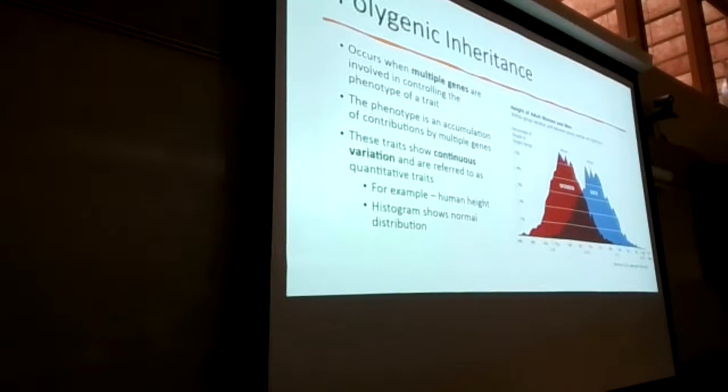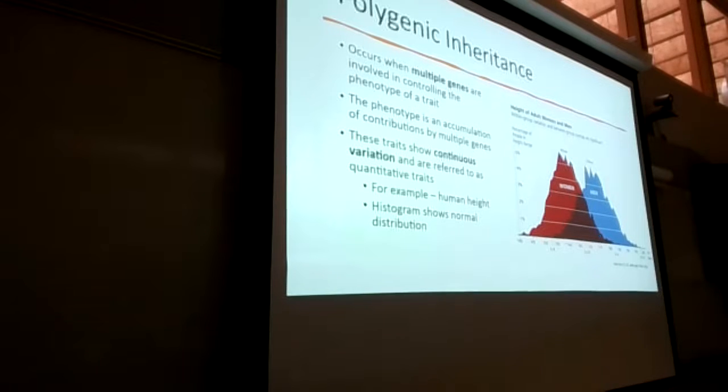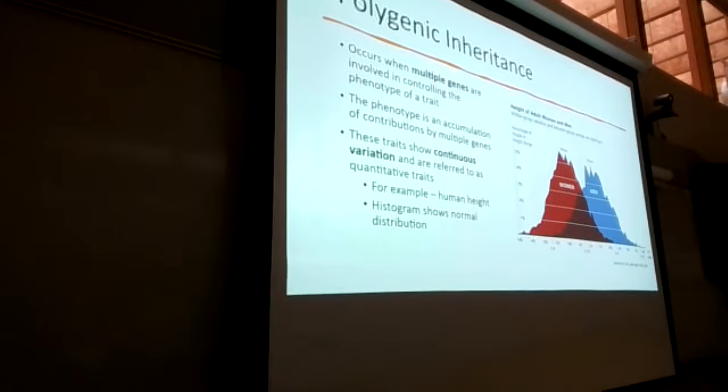All right, polygenic inheritance. This is when we have multiple genes controlling the same trait. These traits seem to have a continuous variation.